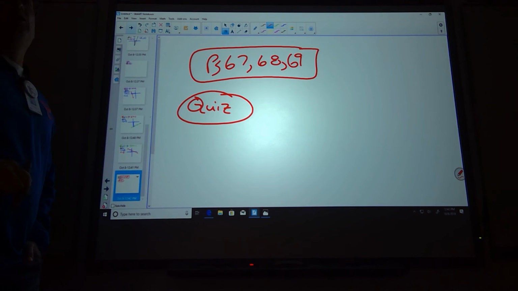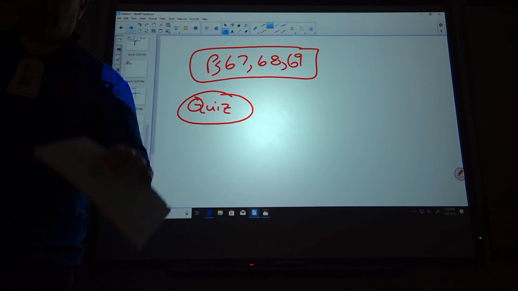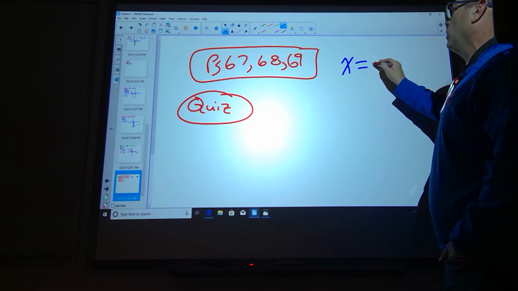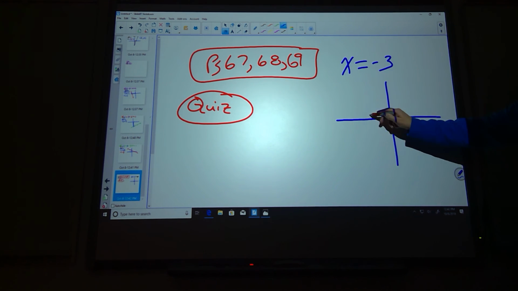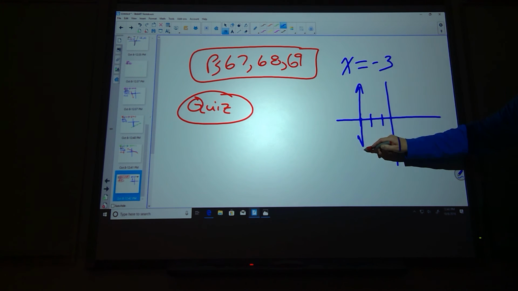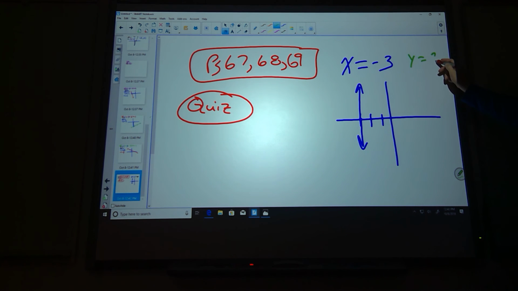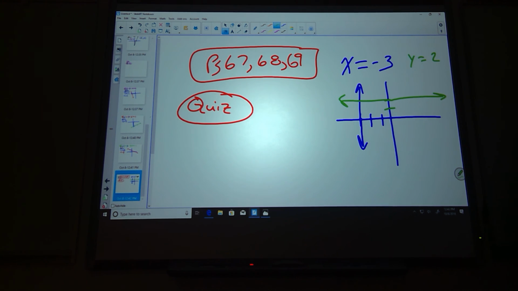Okay? So the quiz tomorrow, you could see this kind of stuff on there. If I had x equals -3, what does that line look like? Horizontal or vertical? Vertical. Vertical goes right through -3, correct? Or what if I had y equals 2, horizontal or vertical? Horizontal goes right through 2. Okay, so just be aware of that. Those are definitely things you will see. All of that is fair game on the quiz for tomorrow.